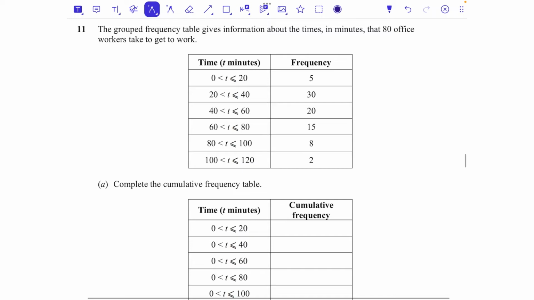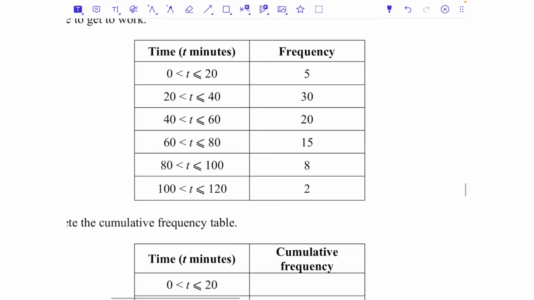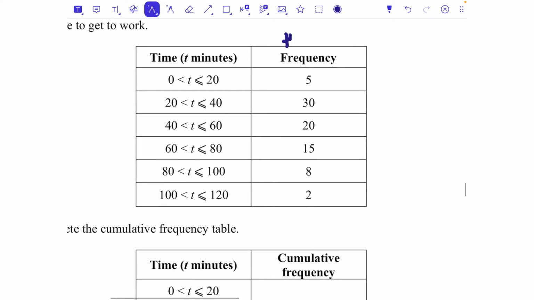Okay, cumulative frequency. So I've just zoomed out for this one because it's cumulative frequency. We need to fill out the table on the left and then draw the graph on the right. So the group frequency table gives information about the times in minutes that 80 office workers take to get to work. So with this table, just to understand it a little bit better, frequency means how many people. So frequency is how many people.